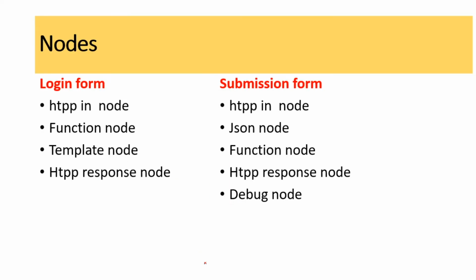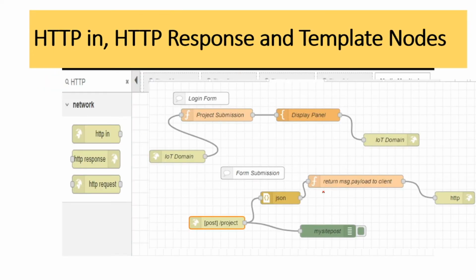In this session, we are going to develop a login form and a submission form. For the login form, we are going to use the HTTP in node, function node, template node and HTTP response node. For the submission form, we are going to use the HTTP in node, JSON node, function node, HTTP response node and the debug node to display the output. So this is our objective. We are going to design a login form and a submission form, and we are going to visualize the output.